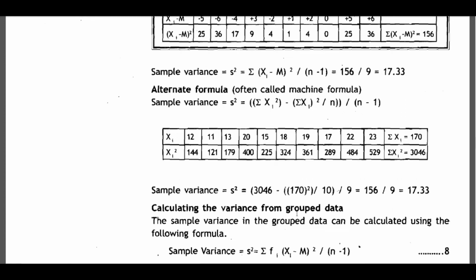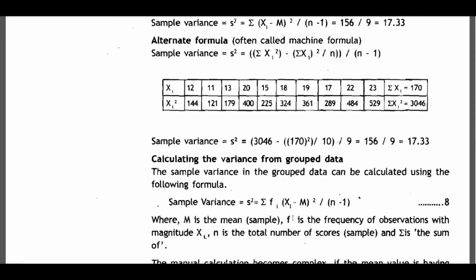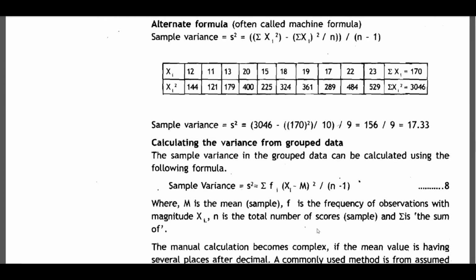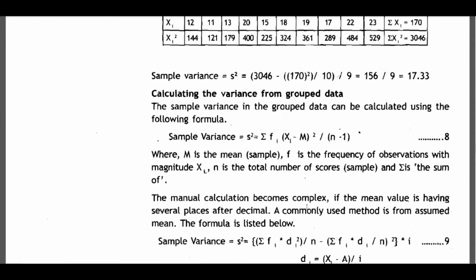Calculating the variance from grouped data: the sample variance in grouped data can be calculated using the following formula. Here f is the frequency, how many observations you find in a particular magnitude, and n is the total number of scores. Σ is the sum. Manual calculation becomes complex if the mean value has several places after the decimal. A commonly used method is the assumed mean method. The formula is listed below.